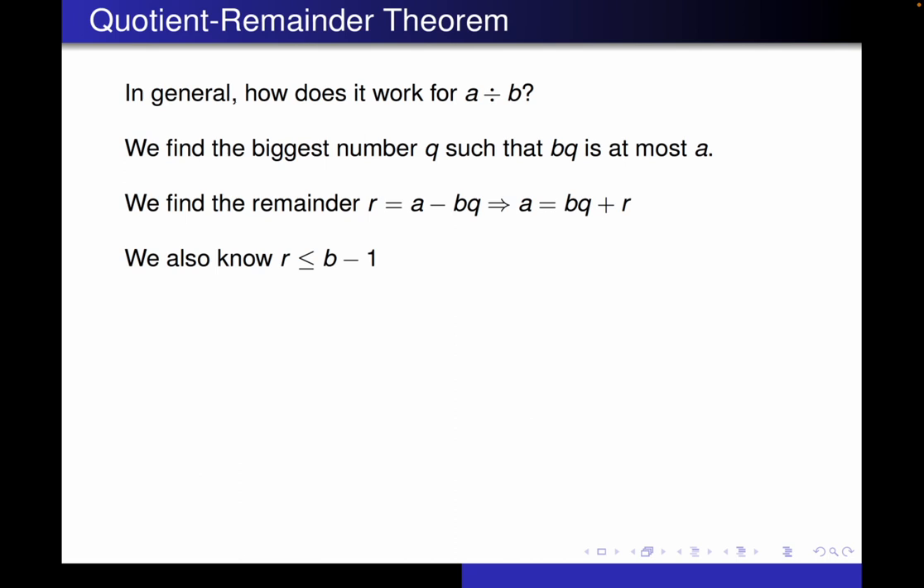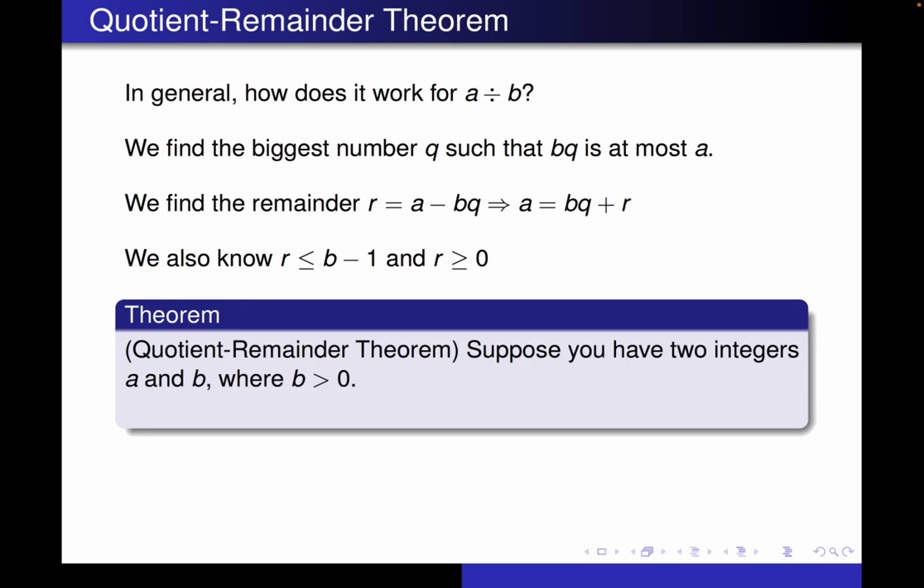In general, since we're dividing by B, our remainder can be no bigger than B minus 1. In other words, it's always going to be smaller than B. And we always choose remainders so that they're greater than or equal to 0. That's why we choose Q so that BQ is not bigger than A. If BQ were bigger than A, then we would get a negative remainder.